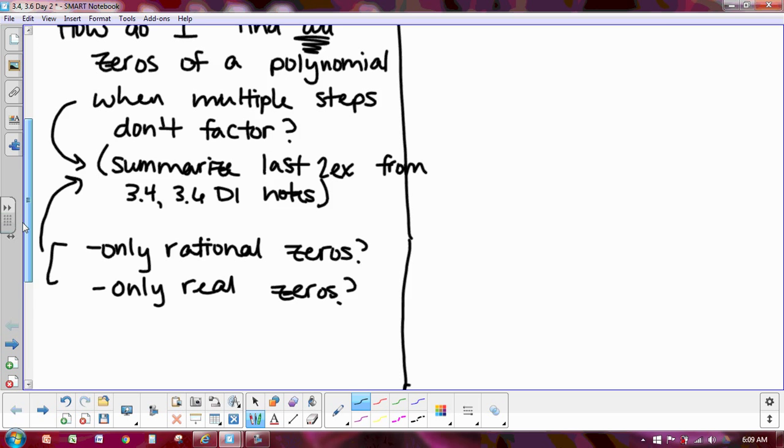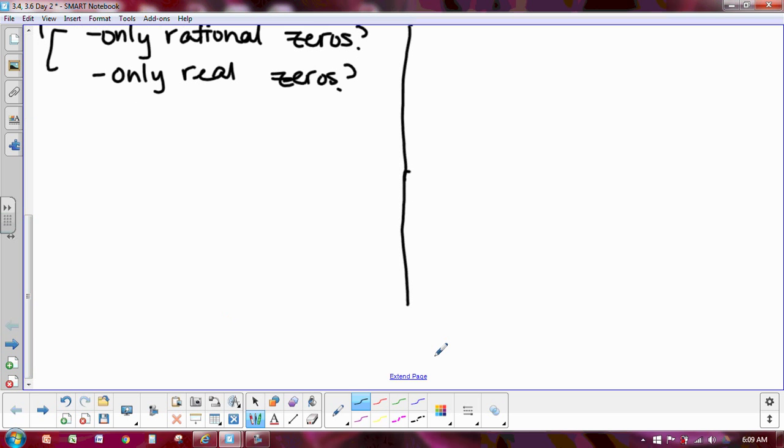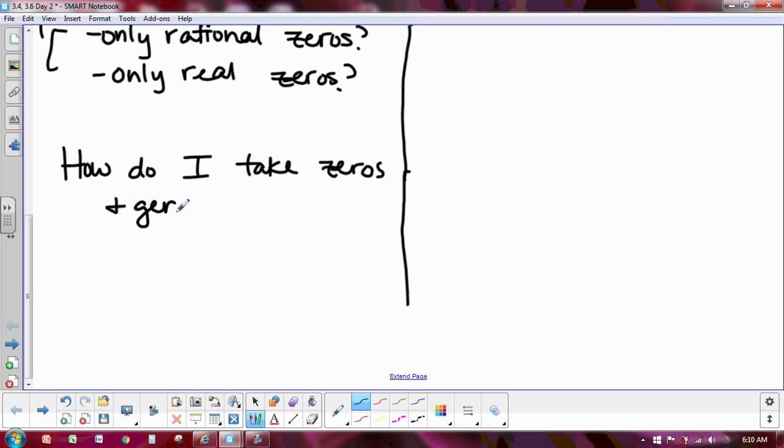Okay, for this packet, the essential question you need to focus on is just one thing. How do I take zeros and generate polynomial functions?